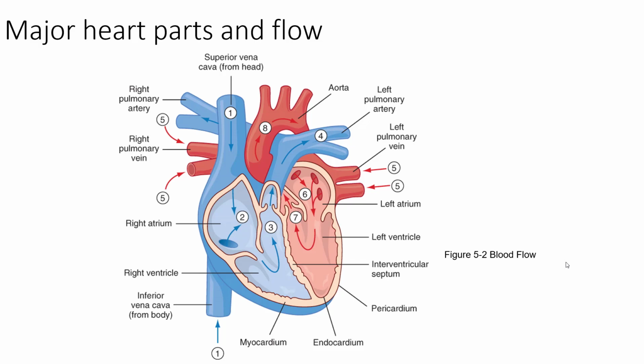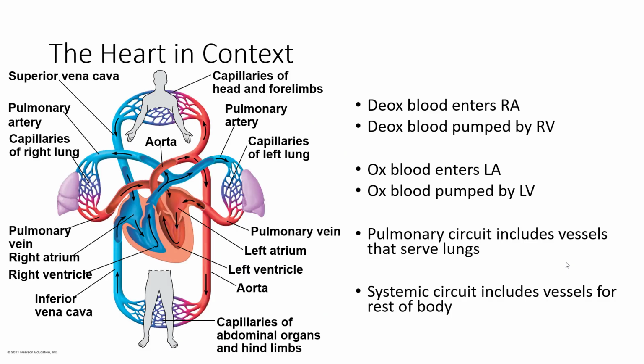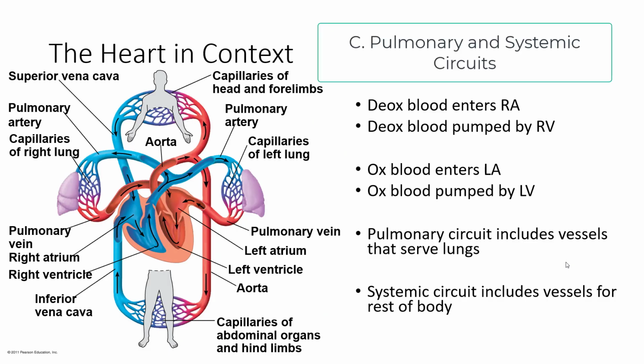Only the 2 atria and the 2 ventricles are actually parts of the heart. All those associated veins and arteries are not counted as part of the heart. So you can see here how blood flows through the heart: right atrium, right ventricle, left atrium, left ventricle. And to put this in a greater context, we can see both systemic and pulmonary circuits.